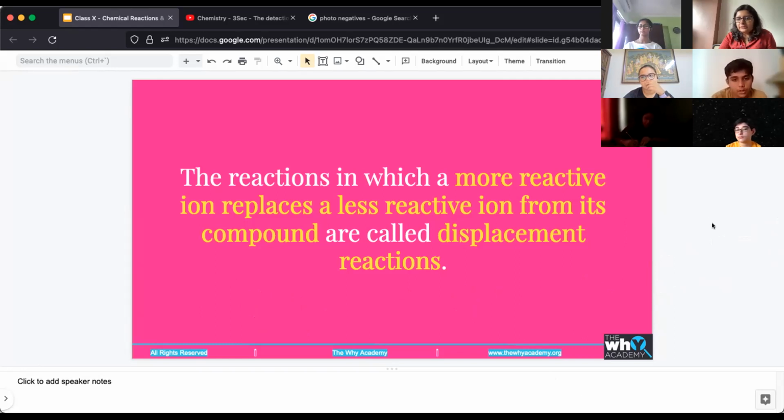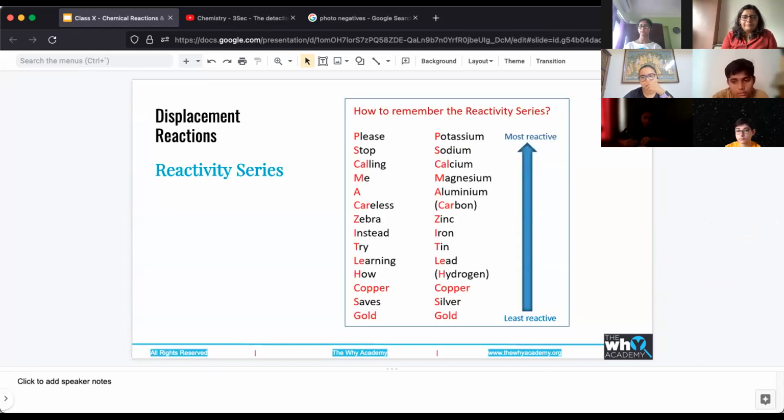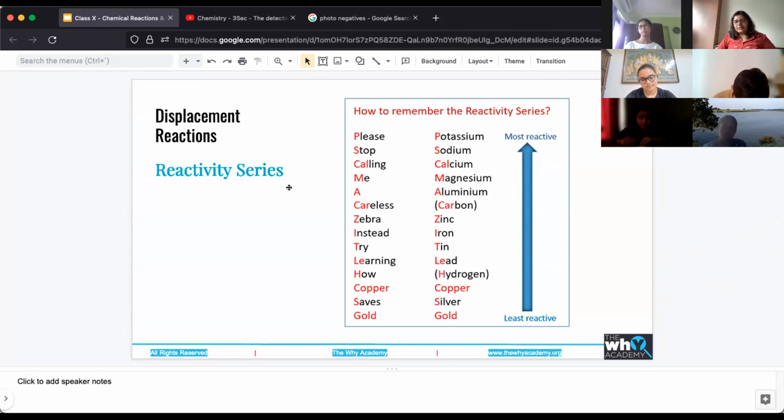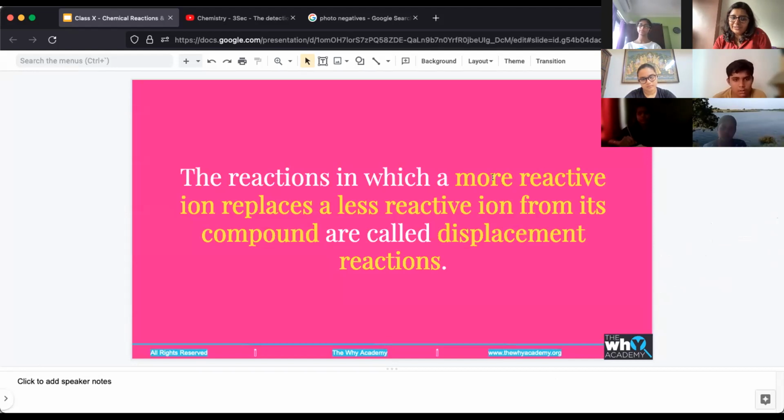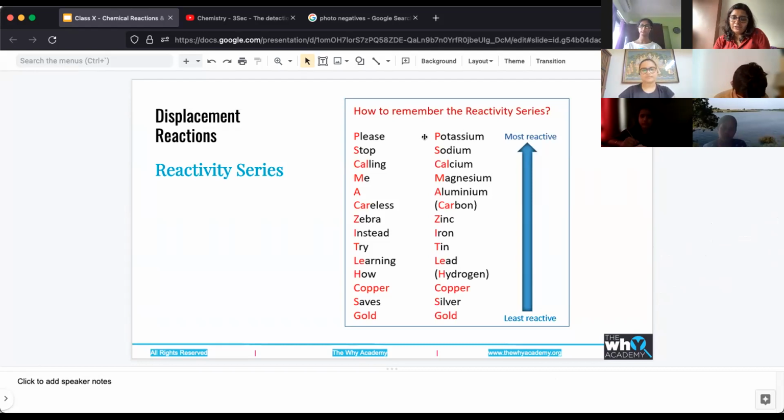Cool. Everyone's done, it looks like. So, the reactivity series. This is something you might be familiar with from when you studied metals and non-metals. Why is this important? Because of what we saw here: a more reactive ion can replace a less reactive ion. So things at the top of the reactivity series are able to replace the elements below them. That's why the series is important.